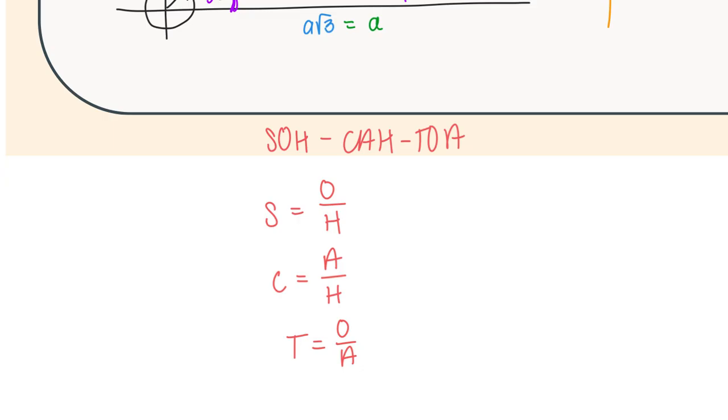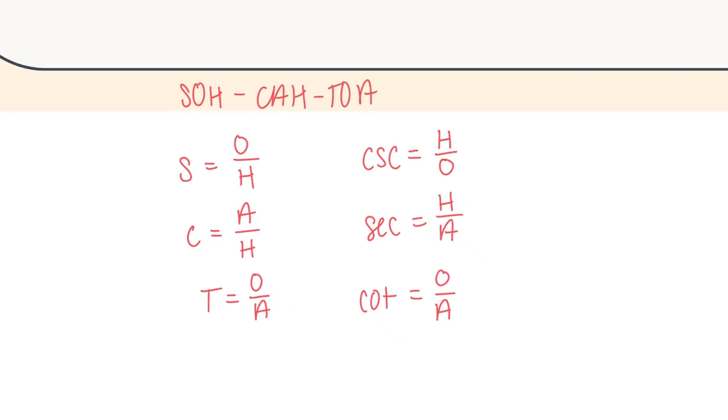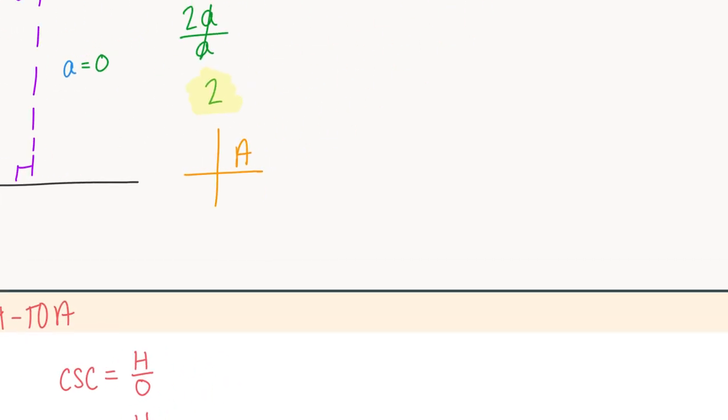Now, the inverse of sine is cosecant, which is hypotenuse over opposite. Inverse of cosine is secant, which is hypotenuse over adjacent. And inverse of tan is cotangent, which would be adjacent over opposite. So once you know that, you should be able to know what goes where according to the triangle that you have. Let me go ahead and change that one.